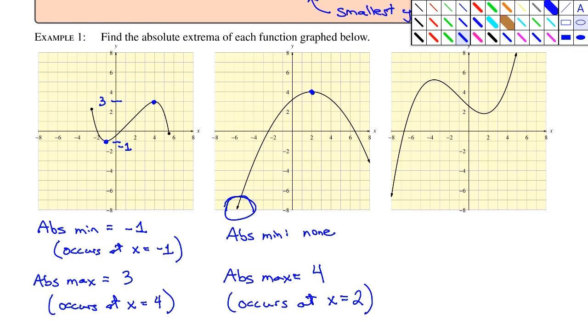And for a third graph, we see that it goes down forever and it goes up forever. And so therefore, for both of these, absolute minimum, there is none. Absolute maximum, there is none as well.